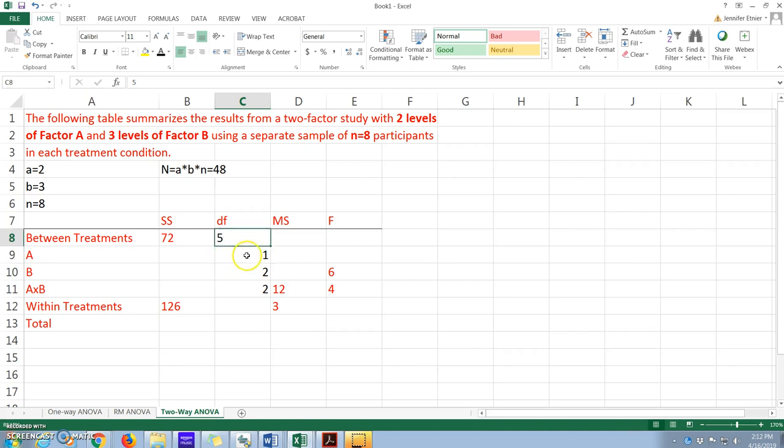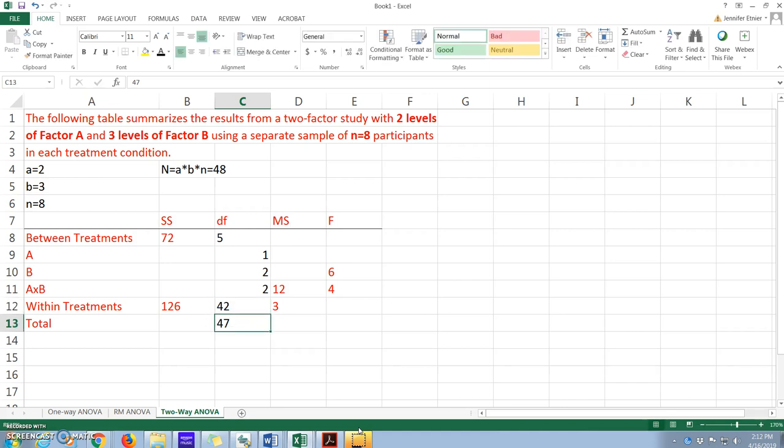Now we know that the total degrees of freedom between treatments must be 5, and that's because this number has to equal the sum of these 3 numbers. If you think about it, we know that there are 6 total cells, so the total degrees of freedom between treatments would be 6 minus 1, which gives us 5. Degrees of freedom total is just big N minus 1, so that's 47. And then that makes degrees of freedom within treatments 42.